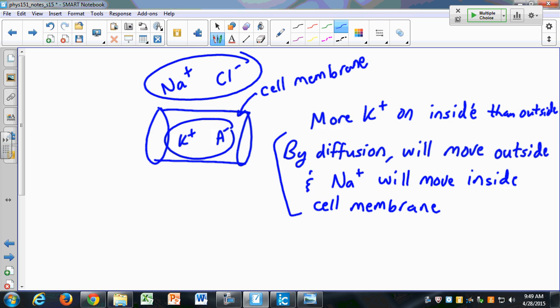We would talk about this because it's a chemical gradient. If I have more potassium here than I have here, we will tend to have this potassium move to the outer part until it's equalized, so you get equal amounts on either side. And likewise with the sodium, they'll tend to move inside the cell membrane until this is equalized. So that's a type of a chemical gradient.